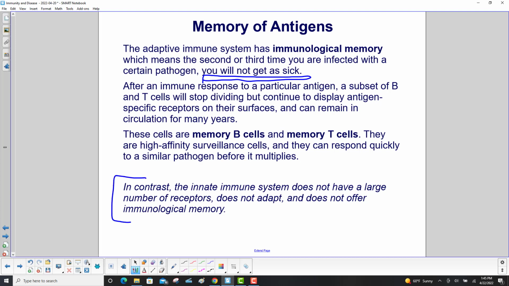In contrast, the innate immune system does not have a large number of receptors, does not adapt, and does not offer immunological memory.